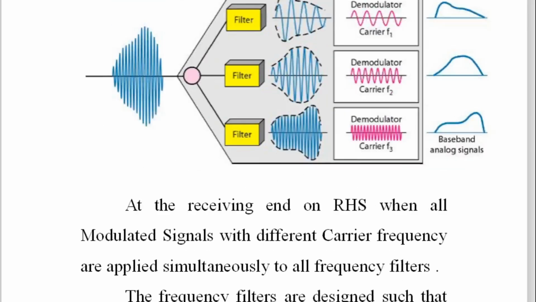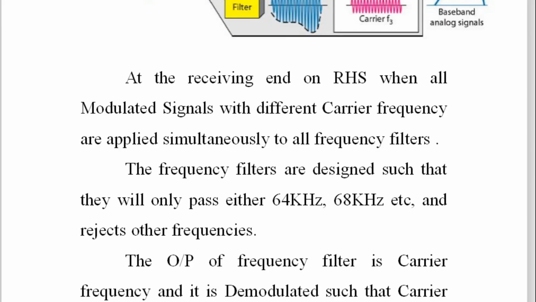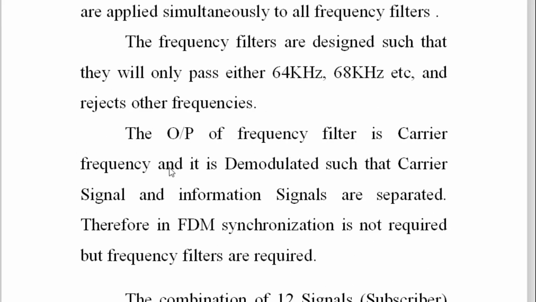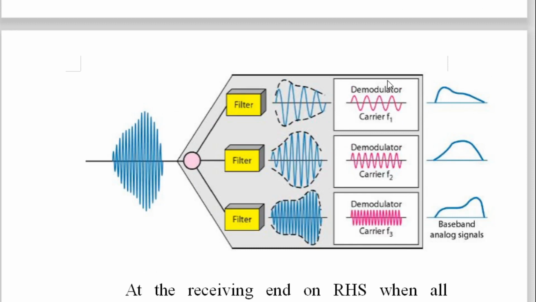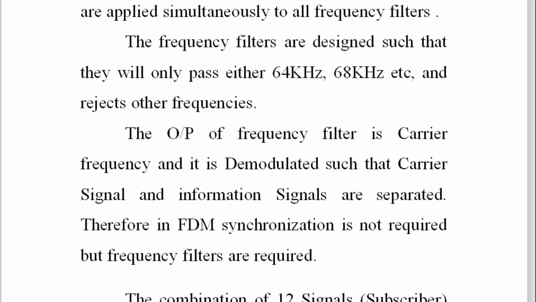The output of the frequency filter is the carrier frequency, that is, the modulated output, and it is demodulated such that the carrier signal and information signal are separated. See, this demodulator is separating the carrier and information, and the information is coming to the output. In this way the demodulator separates the carrier signal and information signal.